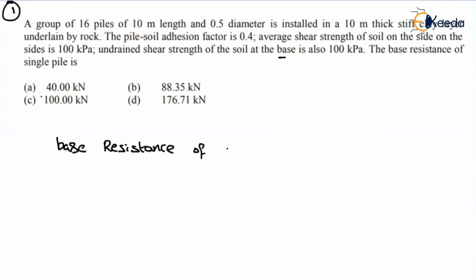Even though they have given so much data, what we have to find is simply the base resistance. How can you find the base resistance? Whether it is clay or sandy soil? Stiff clay, that means we have only C. If it is pure clay, what about the end bearing capacity? It is nothing but C into Nc into end bearing area. Did they mention anything about the N value? If nothing is mentioned, then we have to consider it as 9.